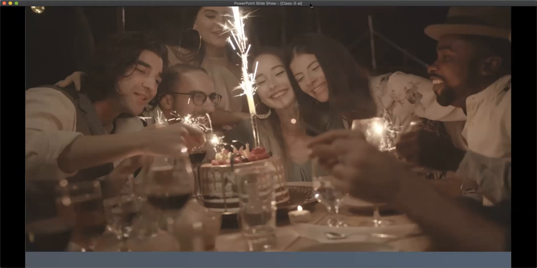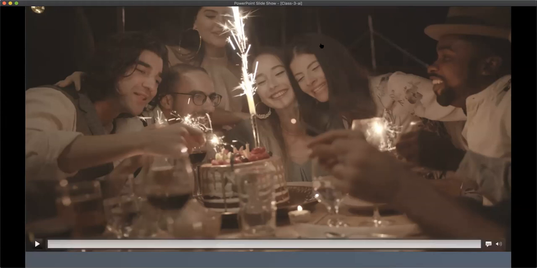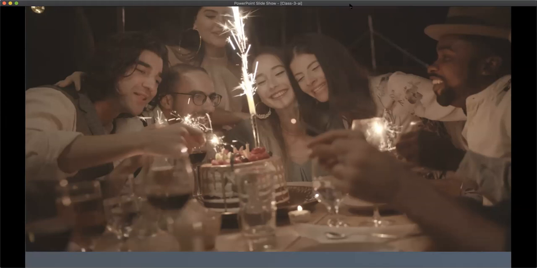So if we think about this picture here, what's going on in this picture? Let me ask that question to you. What is going on in this picture? Somebody's got to answer. I would assume they're having a birthday party of some sort because of the cake.